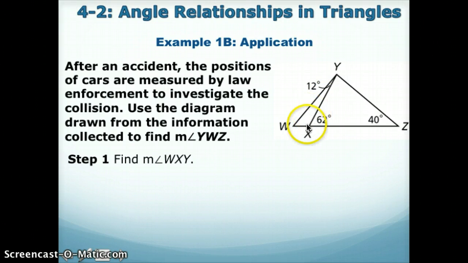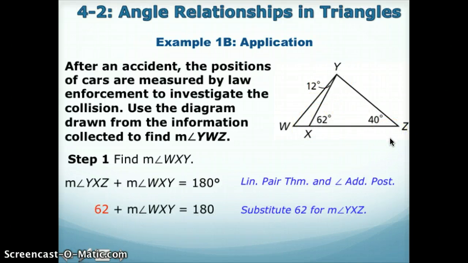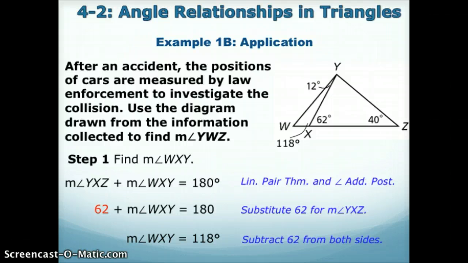Well, I see that WXY and YXZ, do you see that those two angles make a straight line? So I know that this angle plus this angle should give me 180 degrees, and that's because they're a linear pair and we're using angle addition, part plus part equals whole. So if I look at that equation and I plug in measures that I do know, I know that YXZ is 62. So I can plug that in. Now to get this angle, I'll subtract 62 from both sides. And I see that this bigger angle is 118. So that one right there, 118.